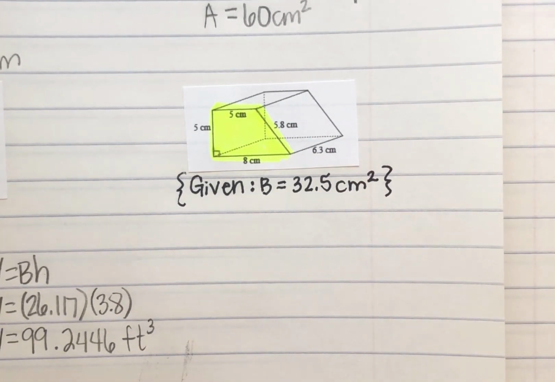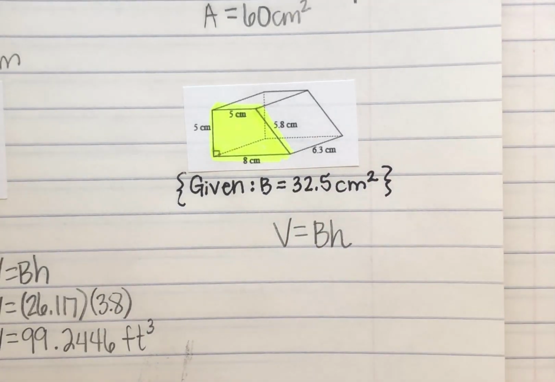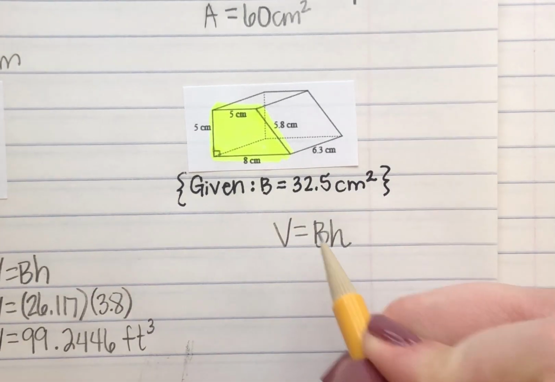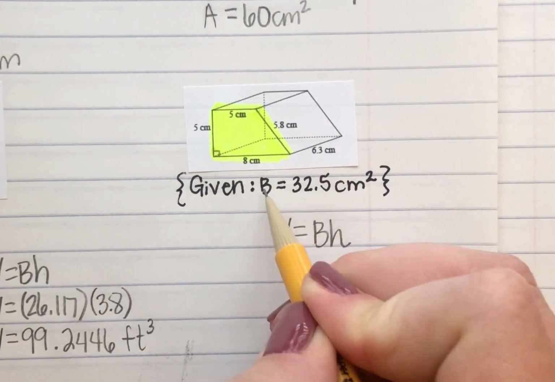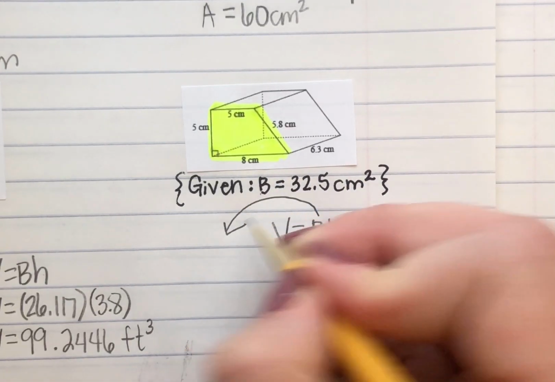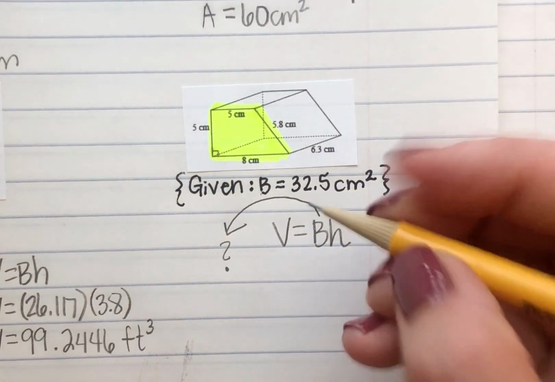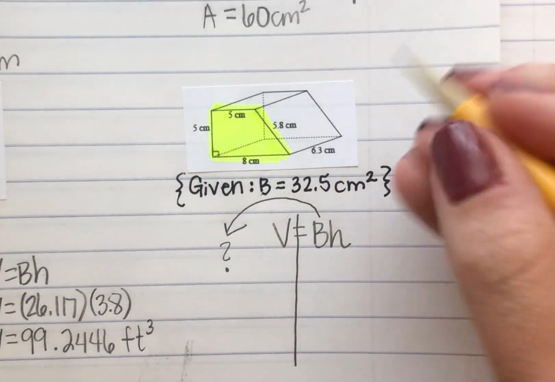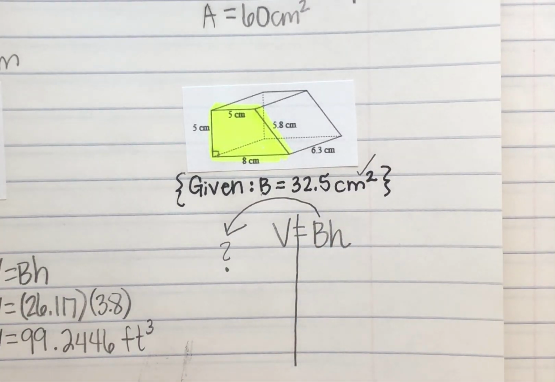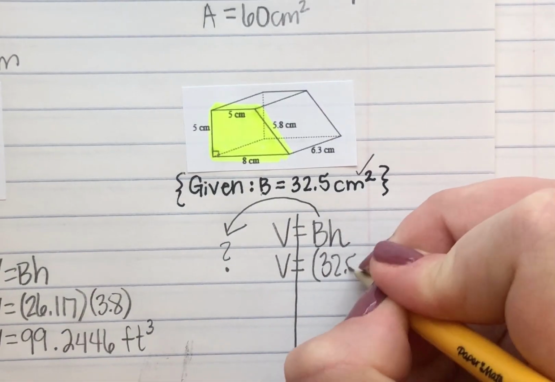So the very first thing that we want to do is to write our V equals capital B times H. And what we have already is capital B. So are we having to go to the side here this time and plug a formula and find the area of the base? We're not having to do that this time. They've actually already done the work for us. So questions that already have the area of the base given to you, they're actually way easier. They've cut a step out for you. So all I have to do is plug in capital B is 32.5.